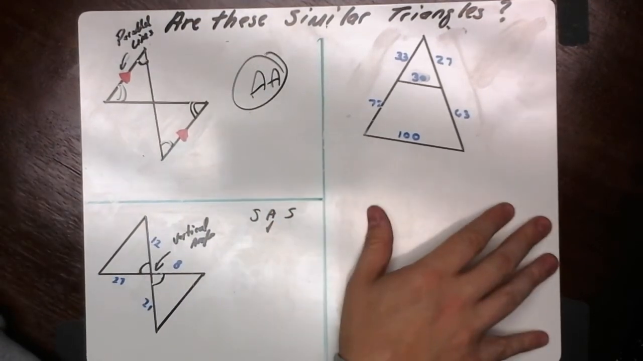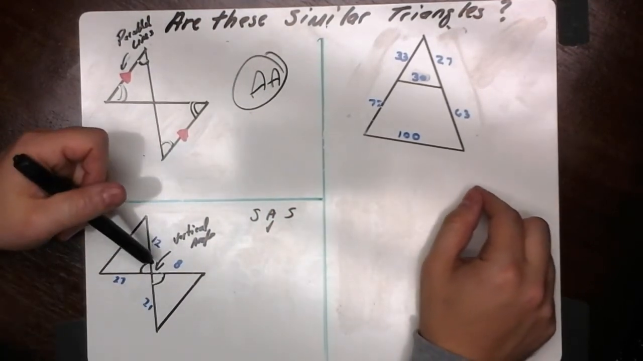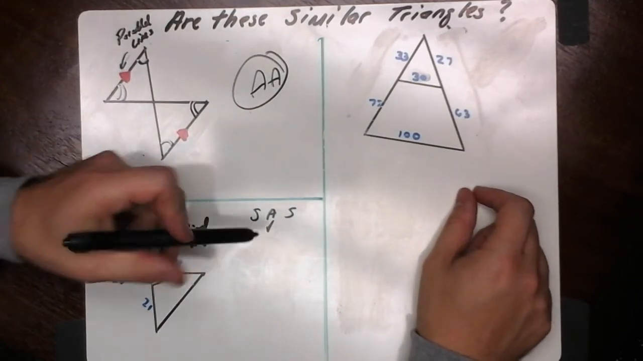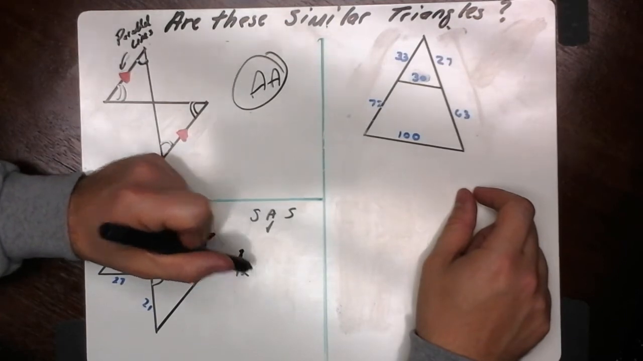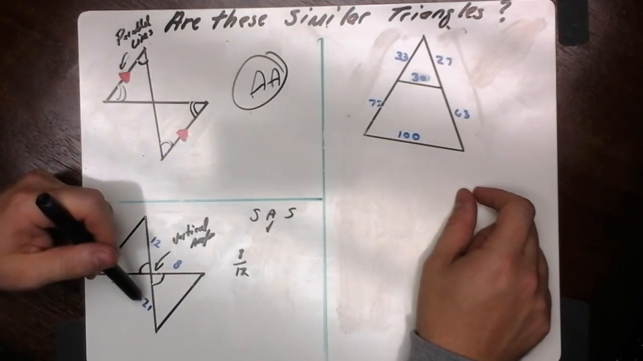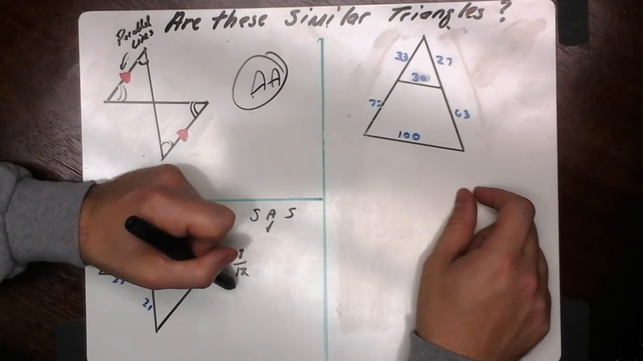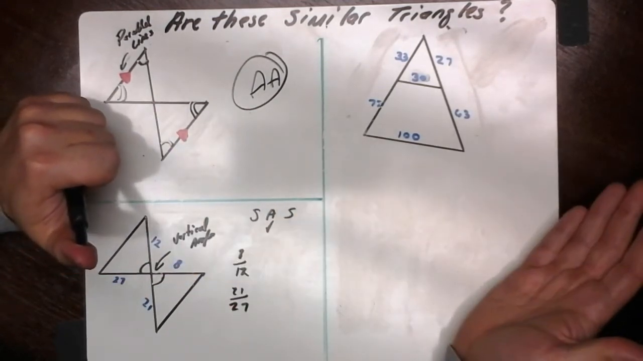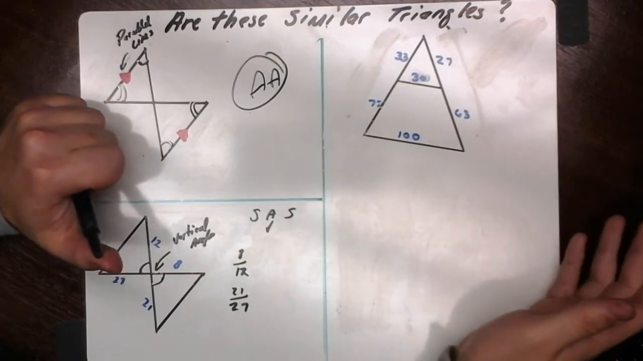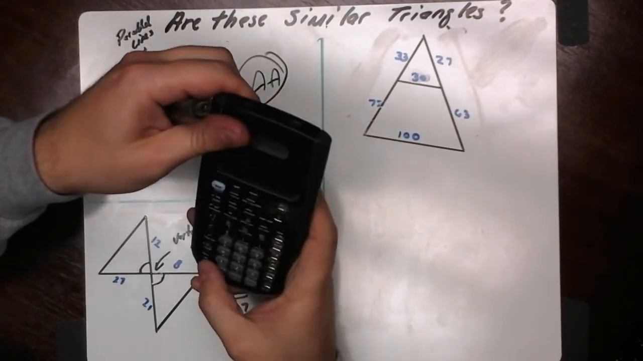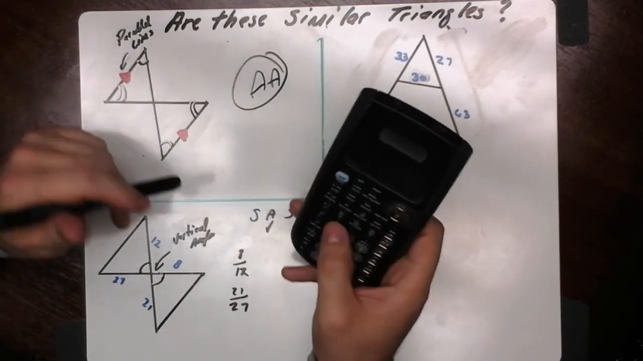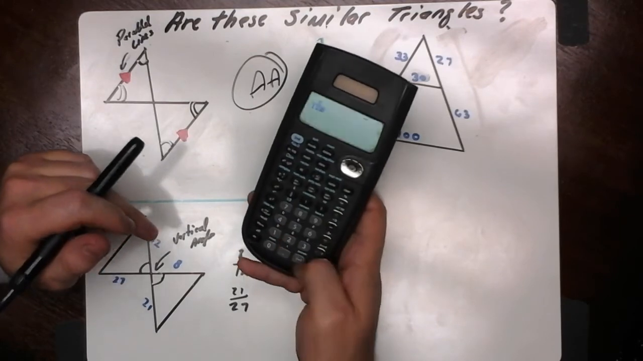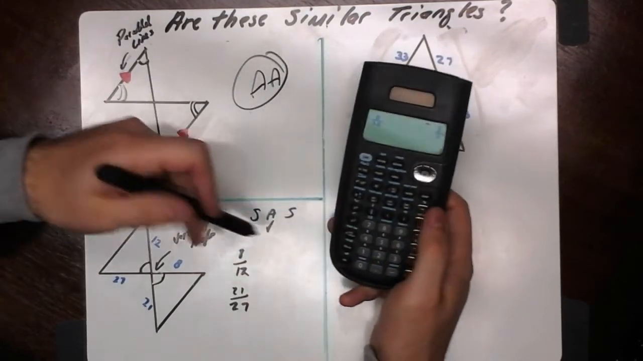Now I have to test the sides. Well, I'm going to pair them up. This is the short side to this short side, so 8/12. Then this short side to that long side, so 21/27. You don't always have to put the little guy as the numerator. It's just a preference. Now I'm going to use my calculator this time, just in case I'm not comfortable with reducing fractions. So 8/12. Okay, that becomes 2/3.